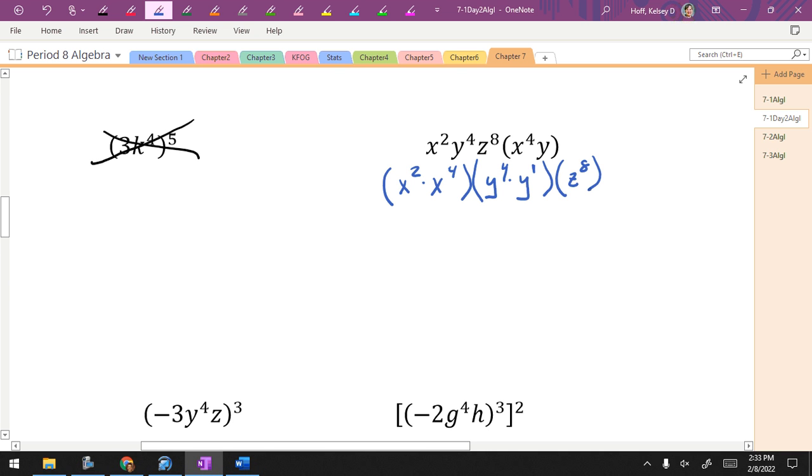Okay? So as we keep our base, keep your base, which is x. What are you doing to your exponents? Add 2 plus 4. Keep your next base. What's your next base? Y, and go 4 plus 1. Keep your next base. Z. Oh, okay. Z to the 8th. Yep. So my final answer, x to the 6th, y to the 5th, z to the 8th. Can I add them together? No.